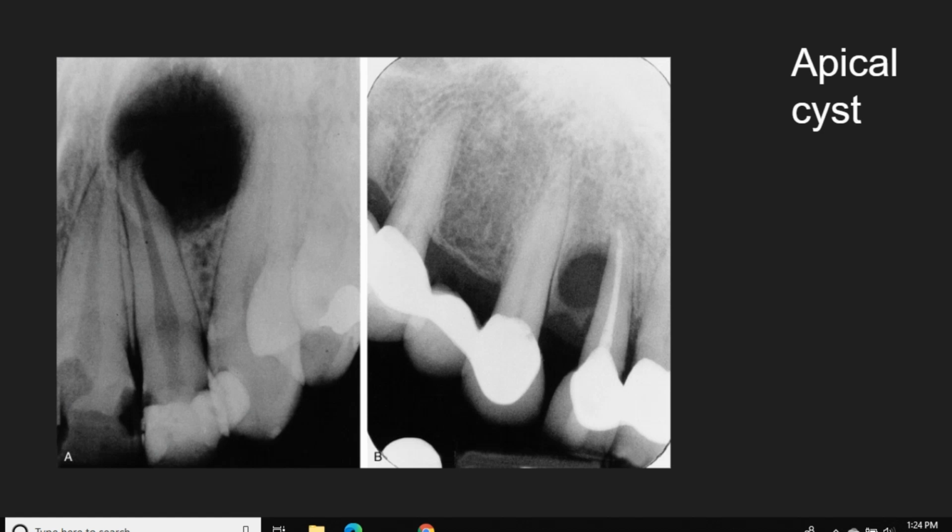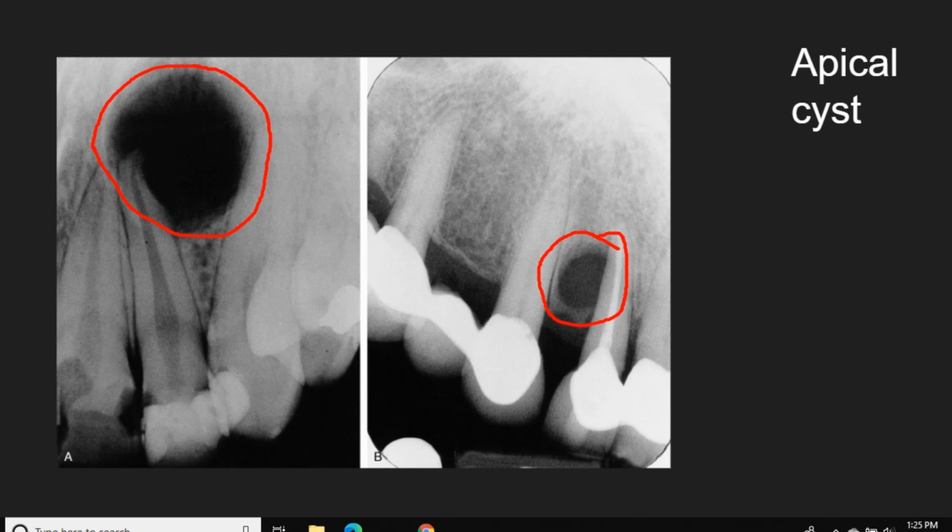This next abnormality is an apical cyst. Sometimes it can be referred to as a radicular cyst as well, and it's usually going to appear on the radiograph as a round or pear-shaped lesion. Here is one. I feel like these ones on this particular x-ray are pretty obvious. This dark area here and this dark area here.